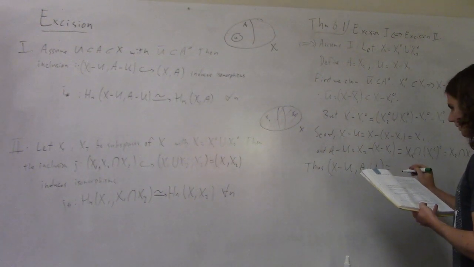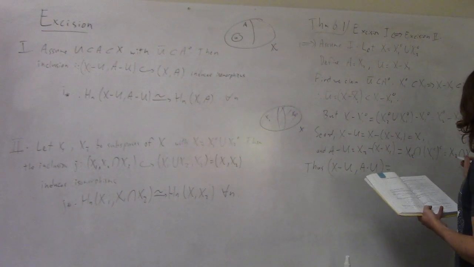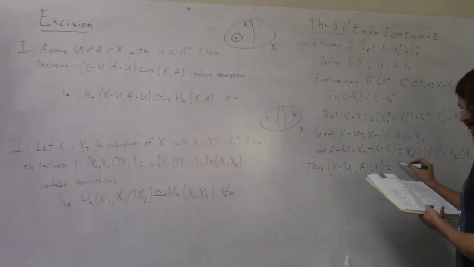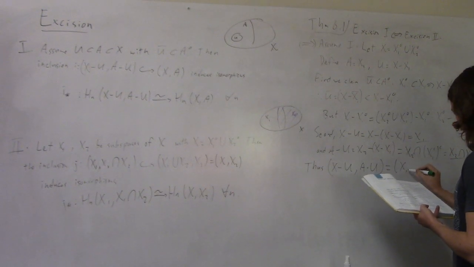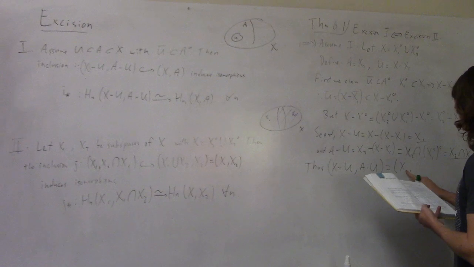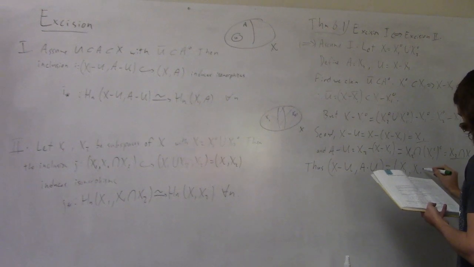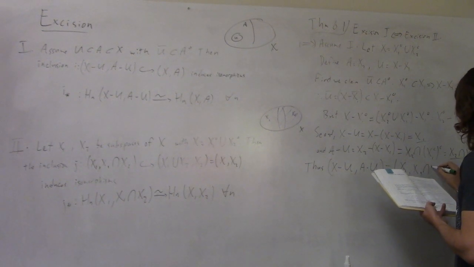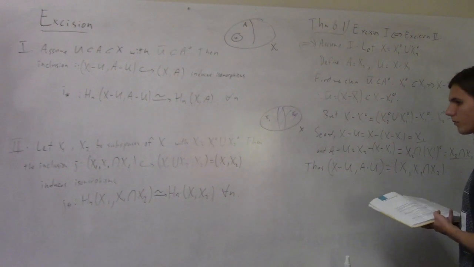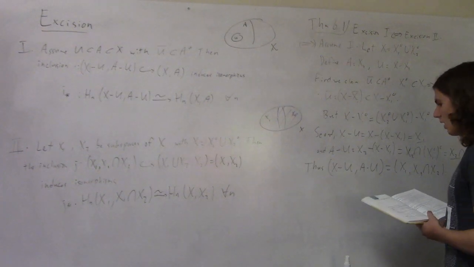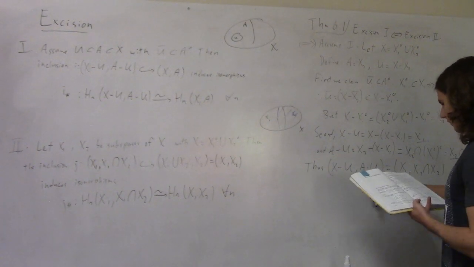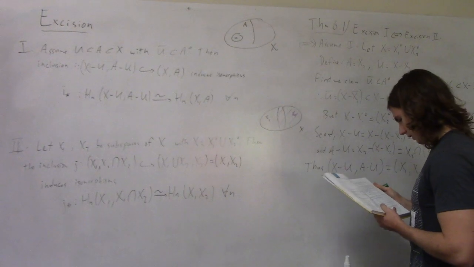A minus u is actually going to be equal to, reusing what we had before, x1 intersect x2. Okay, so we're well on our way. So now we have this set.